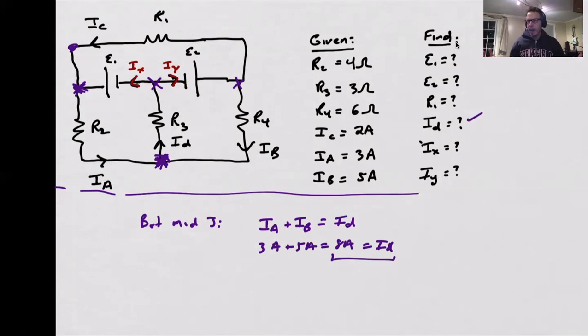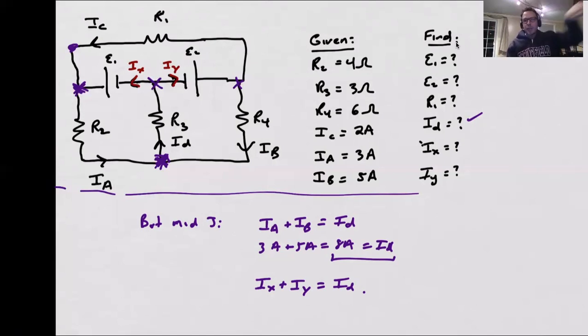Can we now figure out IX and IY? Well, we've just bought ourselves a new current, right? We don't know what either IX or IY are, but we know they flow out of that junction, so whatever they are, they better add to be 8. But let's just pick one of them and follow it.